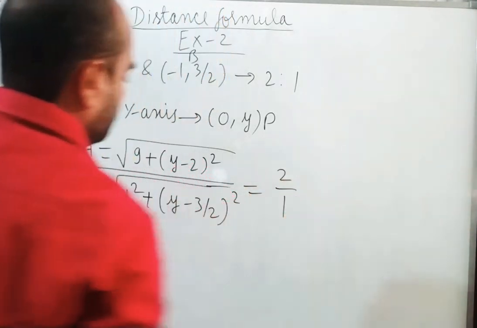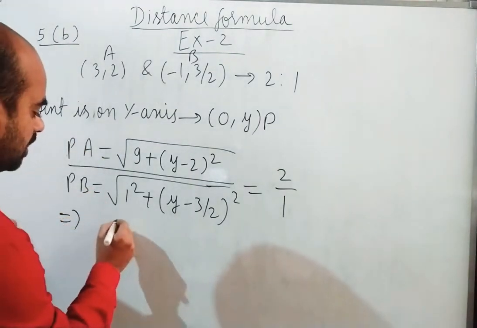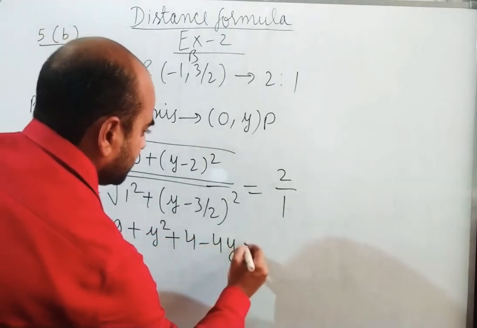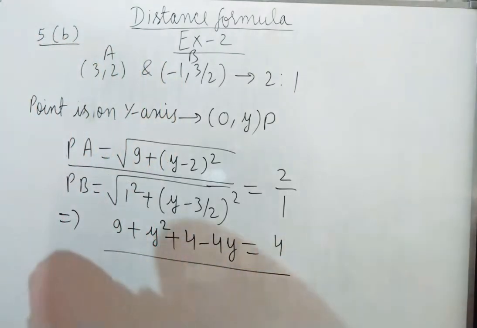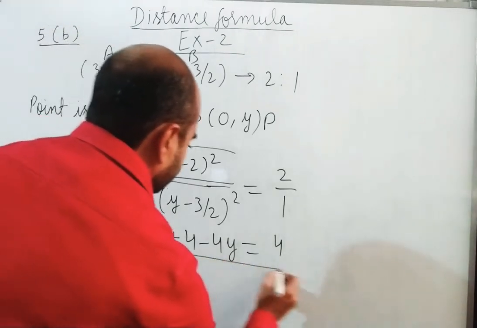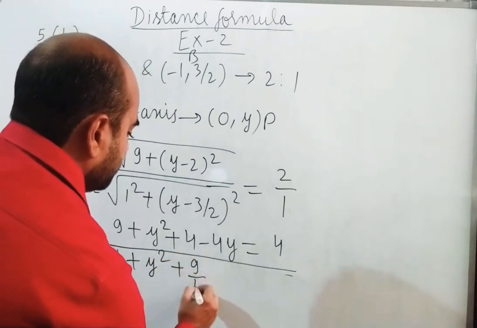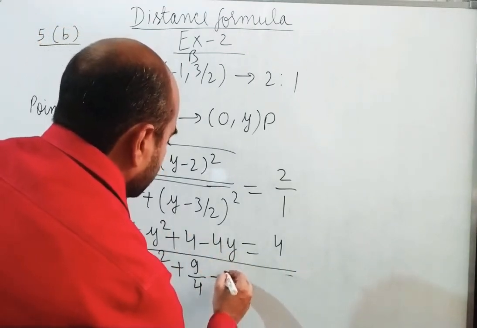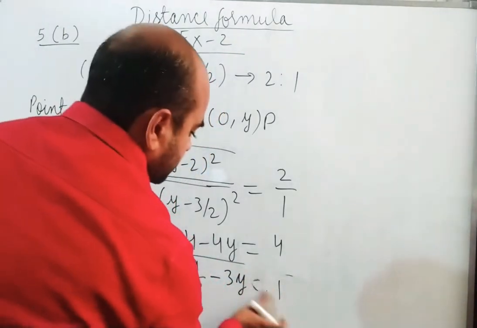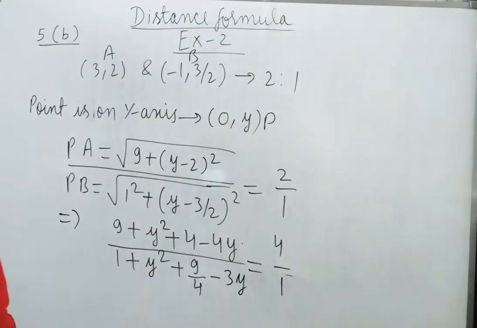2 upon 1. So first step we will take the square. When you take the square, that will become 9 plus y square plus 4 minus 4y is equal to 4. Correct? And this will become 1 plus y square plus 9 by 4 minus 3y, and 1 square is equal to 1. Correct? So this is the value after taking square. Clear?